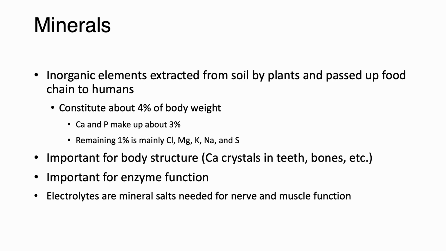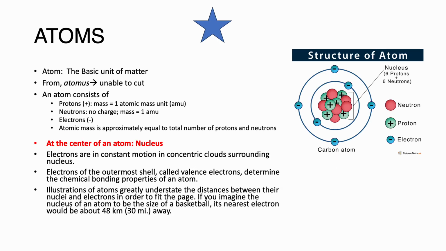We have minerals. What are minerals? Minerals are inorganic elements extracted from soil by plants. So how do we get those elements into our body? By ingesting the foods rich in elements. For example, calcium and phosphorus. Why are these two inorganic elements important? They make up our bones. They make up our teeth, for example. These minerals are also important for enzyme functions. And so yes, let's continue.